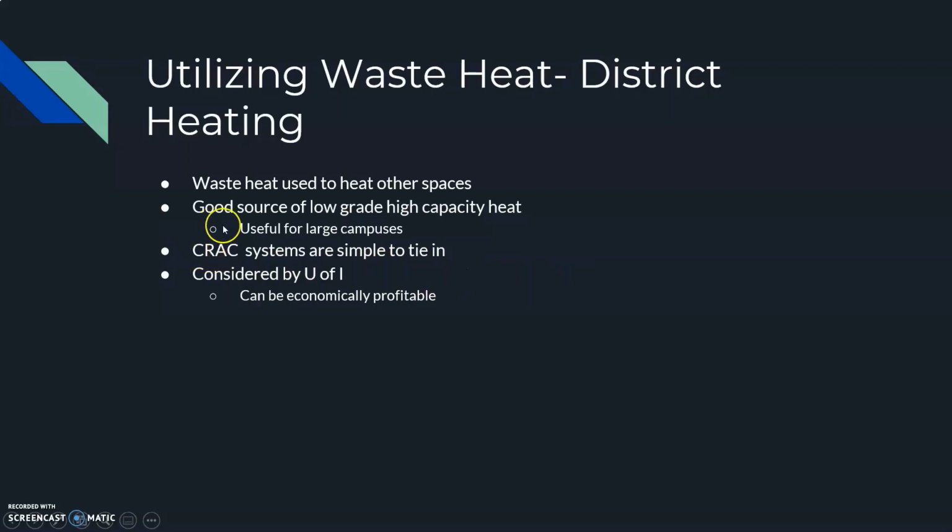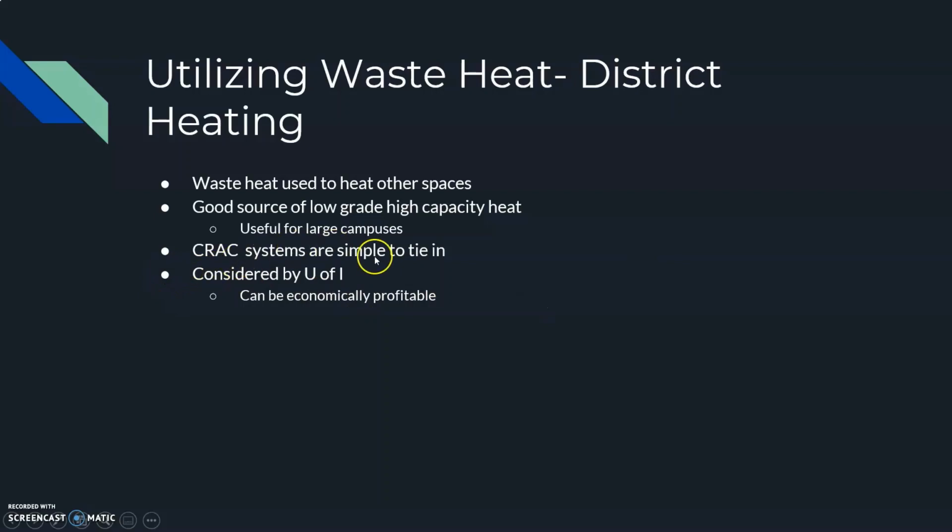And CRAC systems, or computer room air conditioning that we were talking about, it's very easy to use district heating and combine it with these CRAC systems, because most buildings already use a heating and air conditioning system, and you can combine this waste heat from the district heating and cooling out of your data center into CRAC systems very easily. It requires very little effort. They operate on the same principle.